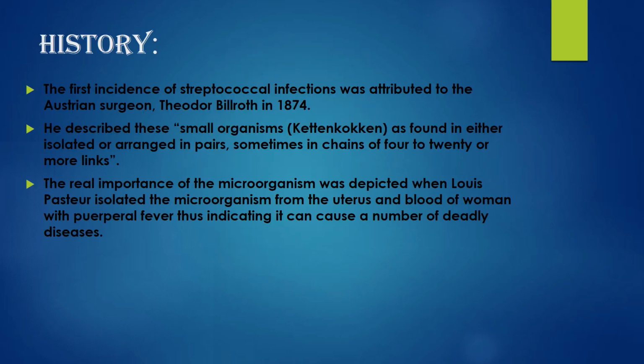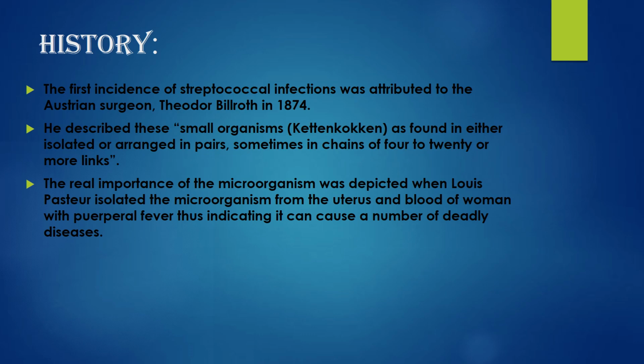Now, when did we come to know about streptococcal infections or the various diseases caused by Streptococcus pyogenes? As we have seen in the picture, Theodor Billroth is an Austrian surgeon who in the year 1874 discovered the various causes of streptococcal infections. How did he describe these organisms? He described them as small organisms found in isolated form, or arranged in pairs, sometimes in chains of 4 to 20 or more links.